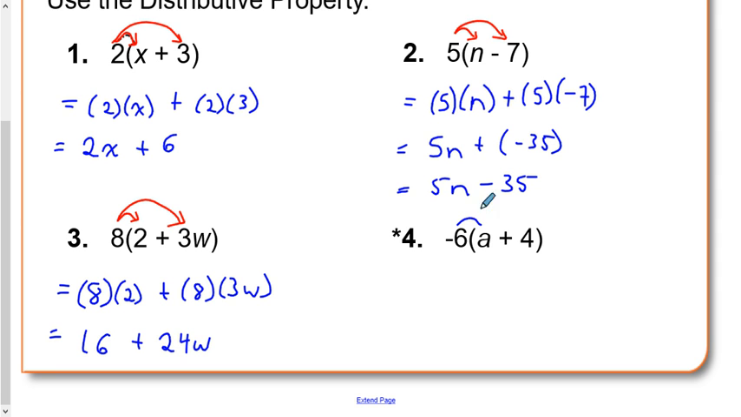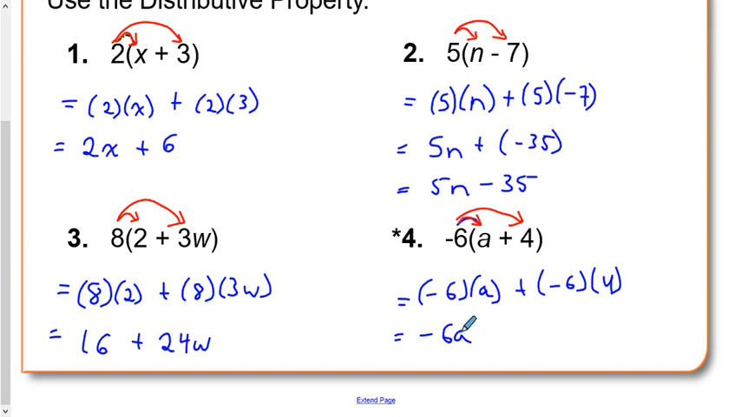Our last one, this one's a little tricky. Watch your signs. Negative 6 times a plus negative 6 times 4. Well, negative 6 times a is negative 6a. That wasn't too bad. Negative 6 times 4 is negative 24. Adding a negative is like subtracting. So it's going to be minus 24.